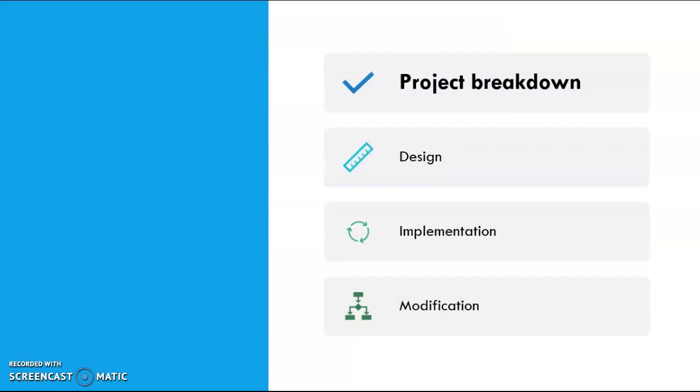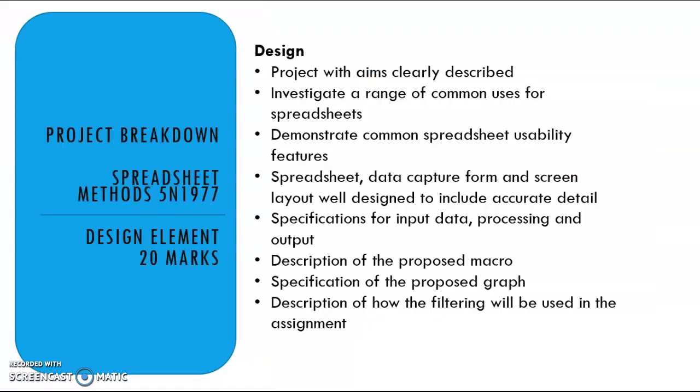So the project will be broken down into 3 parts: the design, the implementation of that design, and then any modifications that you would recommend. The design element of the project is 20 marks. You have to clearly describe what the project will be about, and we will be going over this in lots of detail, obviously, in class. I'm going to have the project completed by Christmas time with you all, and make sure that you know exactly what you're doing and that you will at least have 50 marks by Christmas.